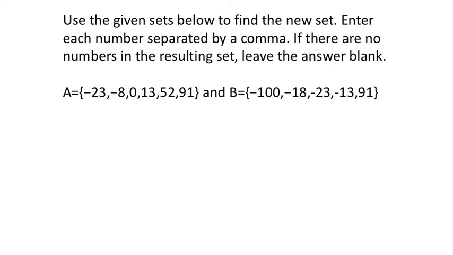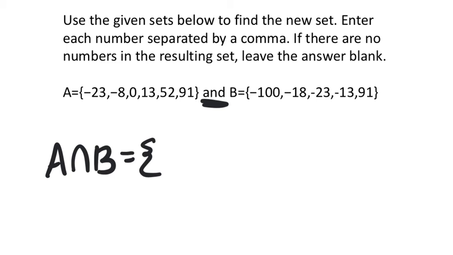Use the given sets below to find the new set. Enter each number separated by a comma. If there are no numbers in the resulting set, leave the answer blank. Okay. This is an and statement right there. We do have the and statement. And so we need values that are part of both A and B. Now, you wouldn't have to write it like that as far as I know, but we do need fancy brackets, okay?